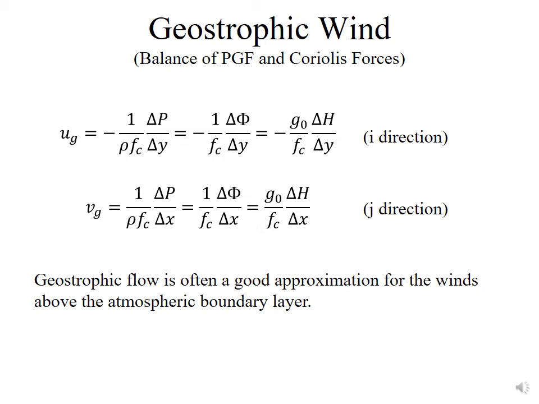So when you're using the geopotential phi, then the constant out front is 1 over the Coriolis parameter. And when you're dealing with the geopotential height, then it's g naught, which is the force of gravity, divided by the Coriolis parameter, times delta h over delta y. And then for the geostrophic wind, the north-south component, Vg, is similar, except the sign is no longer negative. And instead of being delta P over delta y, it's delta P over delta x, and delta phi over delta x, and delta h over delta x.